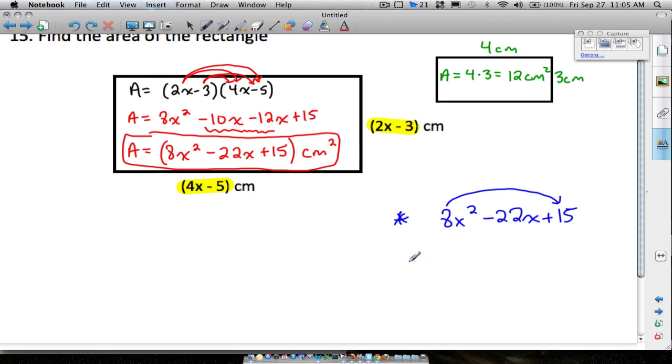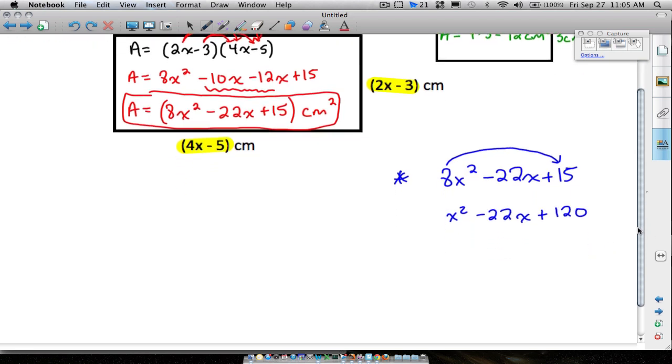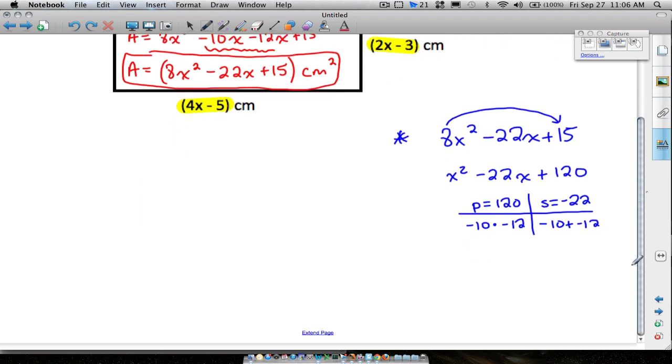So therefore we have x squared minus 22x and 15 times 8. It's too early in the morning. 120. So plus 120. All right. Now, what we want to do, we want to find two numbers that multiply to give us 120, and the sum is going to be negative 22. I'll tell you those two numbers real quick. If you multiply negative 10 times negative 12, that gives you positive 120. And if you take negative 10 plus a negative 12, you get the negative 22.